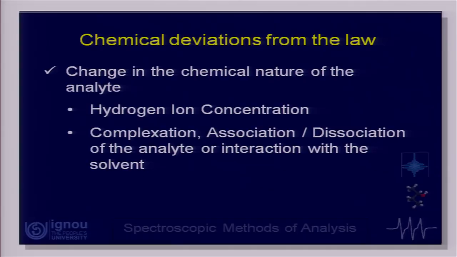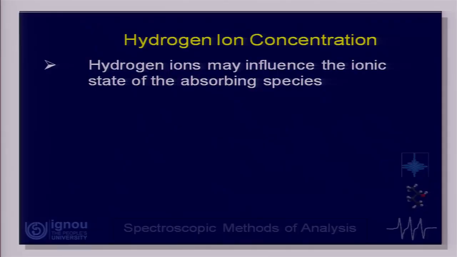So, all these can lead to a change in the chemical nature of the absorbing species, and as a consequence there are deviations from the law. Okay, let us take up some examples. Let us talk about the first case first, that of hydrogen ion concentration. Hydrogen ion concentration typically influences the ionic state of the absorbing species. Let's take this example.